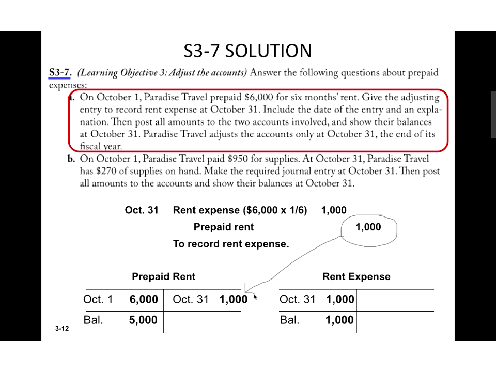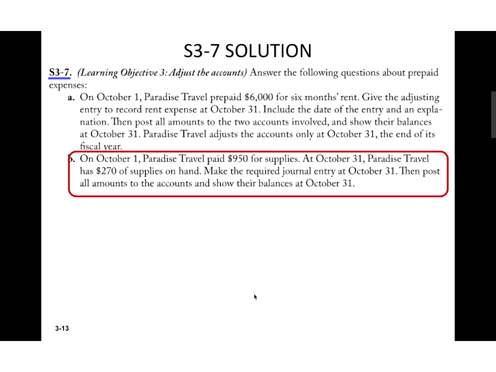The second entry, Paradise Travel, October 1st, paid $950 for supplies. On October 31st, they have $270 of supplies on hand. Okay, so this is a little bit different. Rent was really easy to figure out because we knew we paid $6,000, 6 months, $1,000 a month, we get it. Now, supplies are a little bit different.